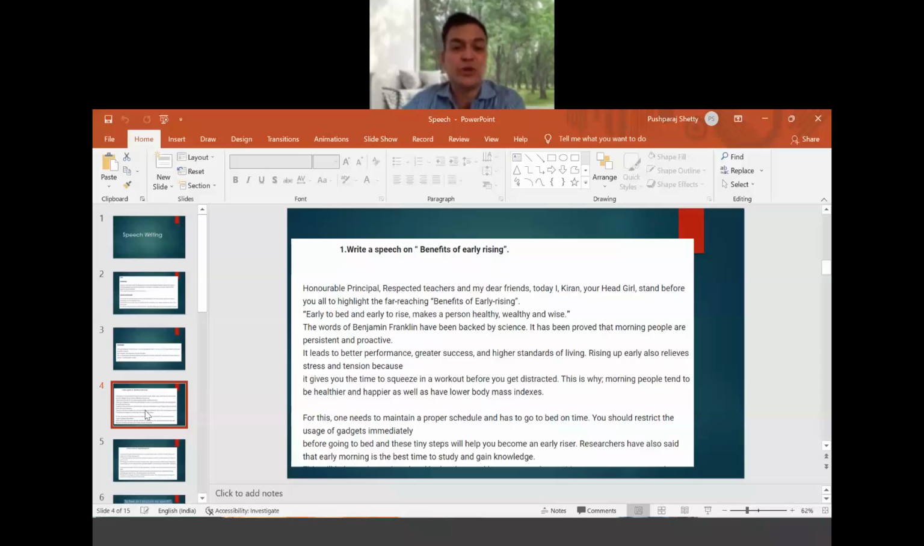Rising up early also relieves stress and tension because it gives you the time to squeeze in a workout before you get distracted. That's why in the morning people tend to be healthier and happier as well as have lower body mass indexes. For this one needs to maintain a proper schedule and has to go to bed on time. You should restrict the usage of gadgets immediately. Many of them have a tendency to use a mobile once they get up. So one should desist from the use of mobile phones immediately before going to bed and after getting up. And these tiny steps will help you become an early riser.